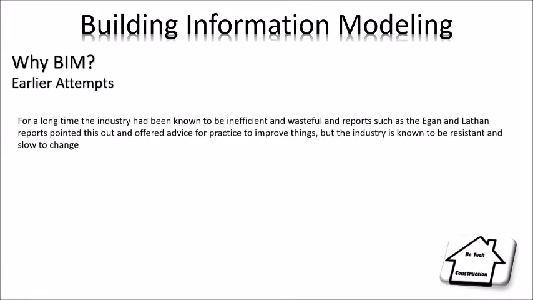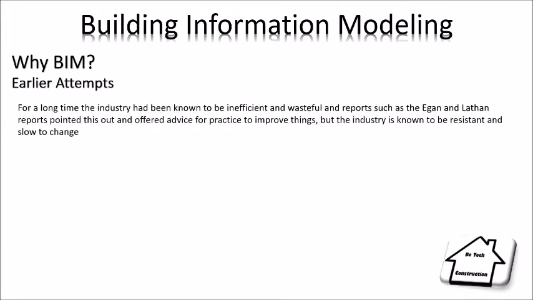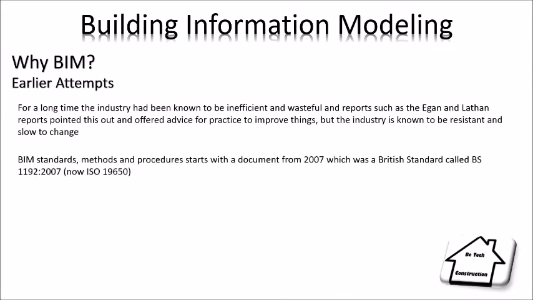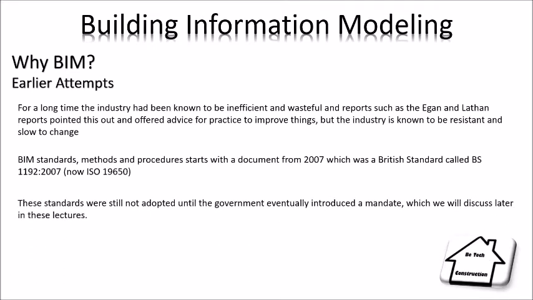Earlier attempts. For a long time the industry had been known to be inefficient and wasteful, and reports such as the Egan and Latham reports pointed this out and offered advice for practice to improve things, but the industry is known to be resistant and slow to change. BIM Standards, Methods and Procedures really started with a document from 2007, which was a British standard called BS 1192-2007. It's now part of the ISO 19650. These standards were still not adopted until the government eventually introduced a mandate, which we will discuss later in these lectures.